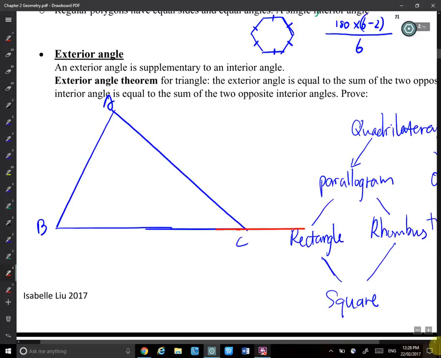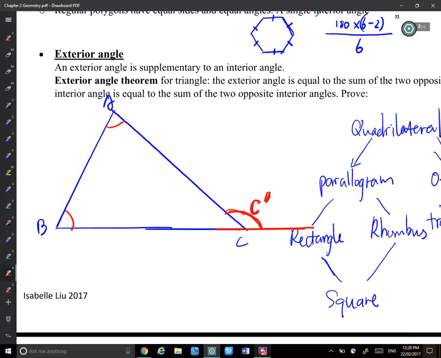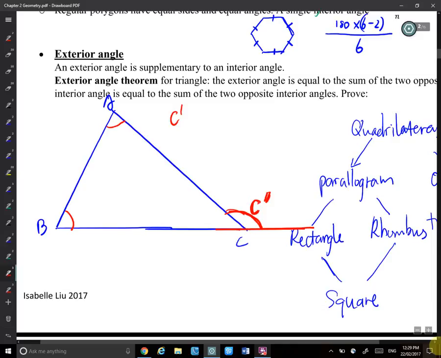Angle C will have an exterior angle here. Let's call this angle C dash. That's the exterior angle, and it will be equal to angle A plus angle B, the other two angles inside. So C dash equals angle A plus angle B. That's the exterior angle theorem I'm talking about.